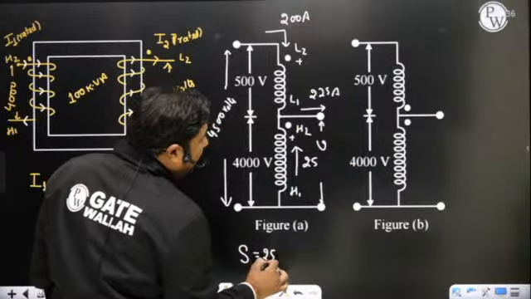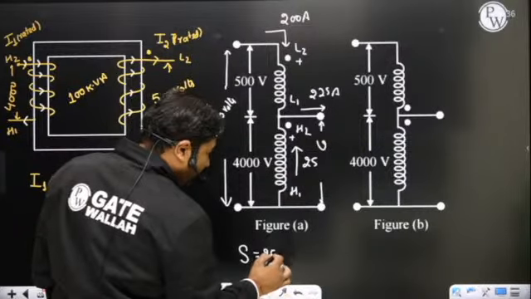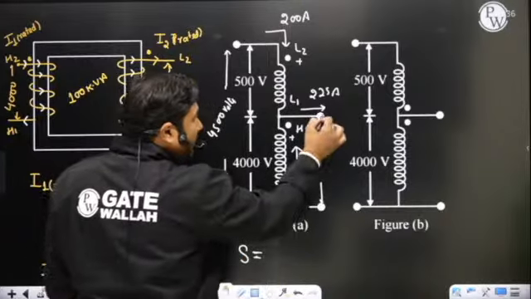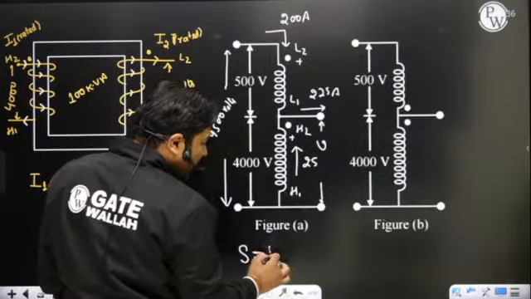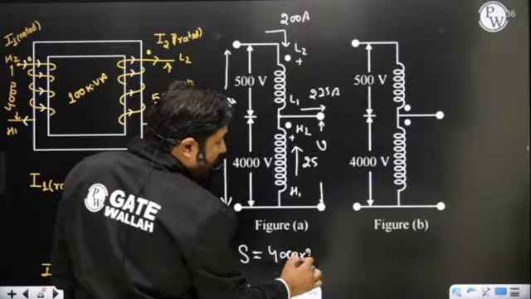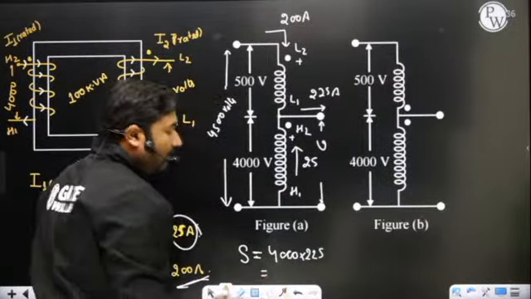Sir, 225 is the current, and what is the voltage across the terminal that is available? That is 4000. So 4000 into 225. You can easily obtain the value.